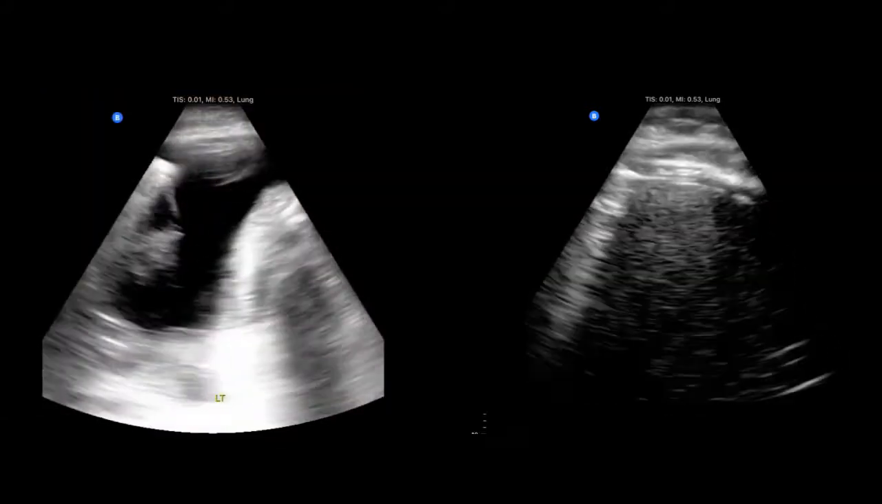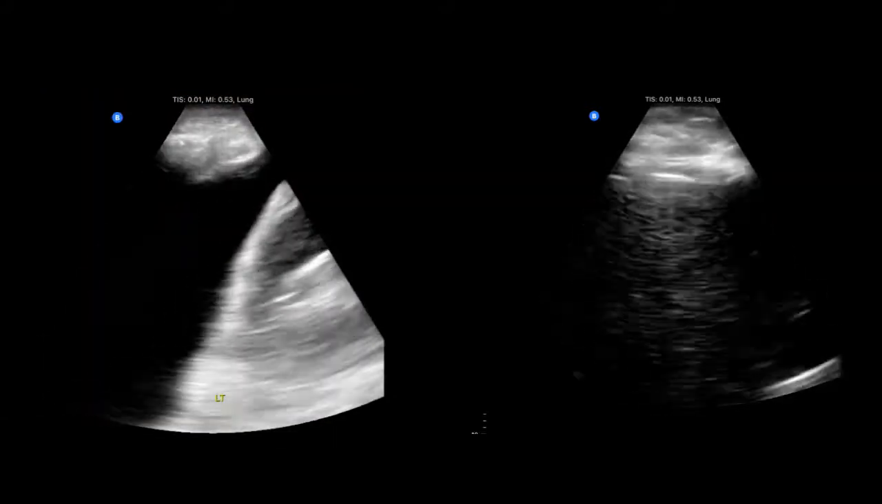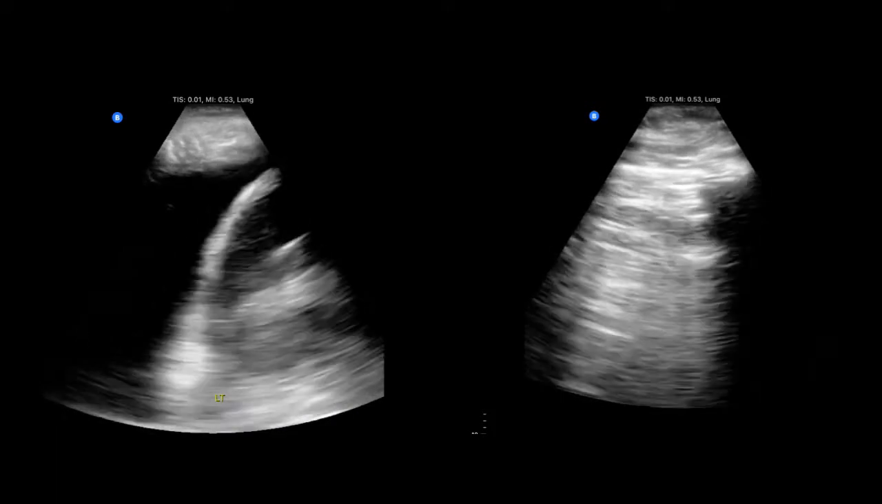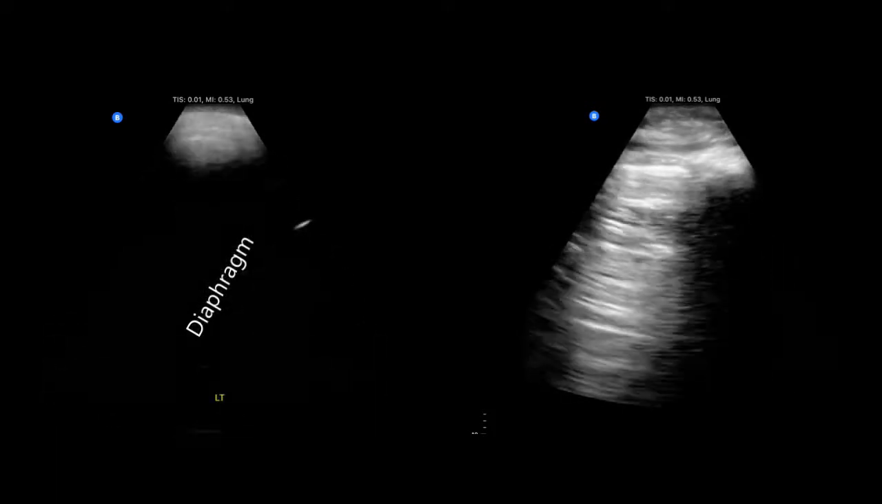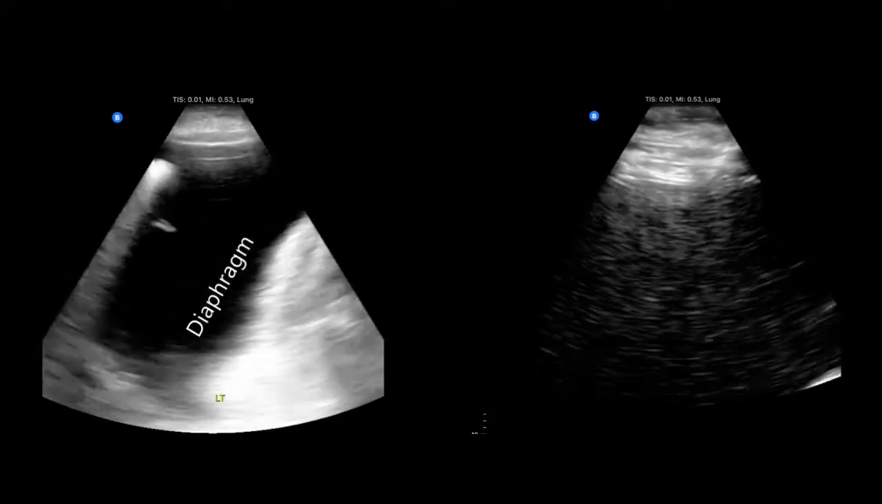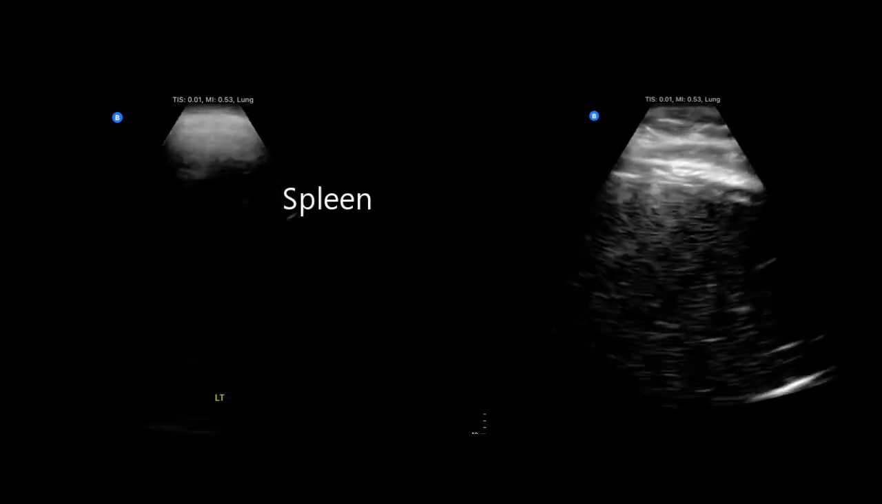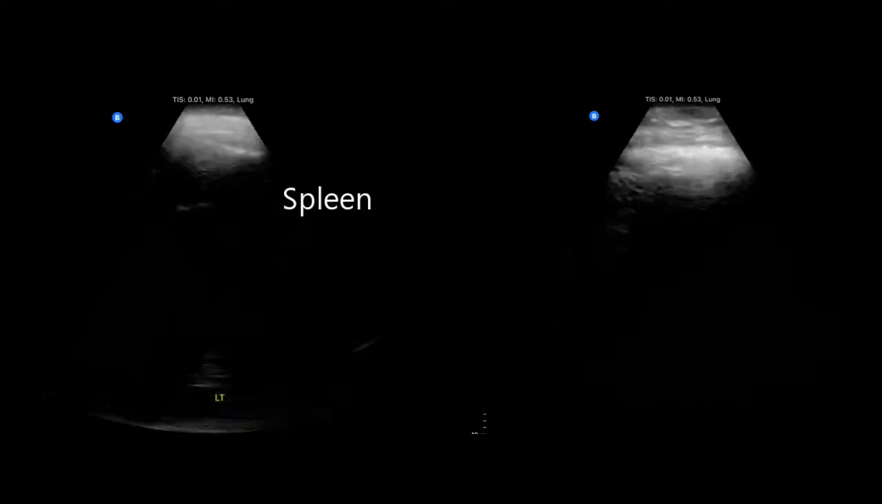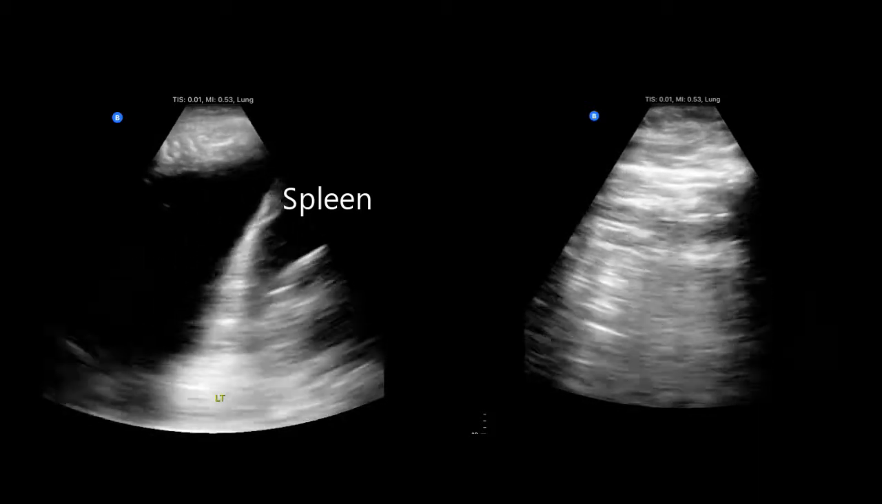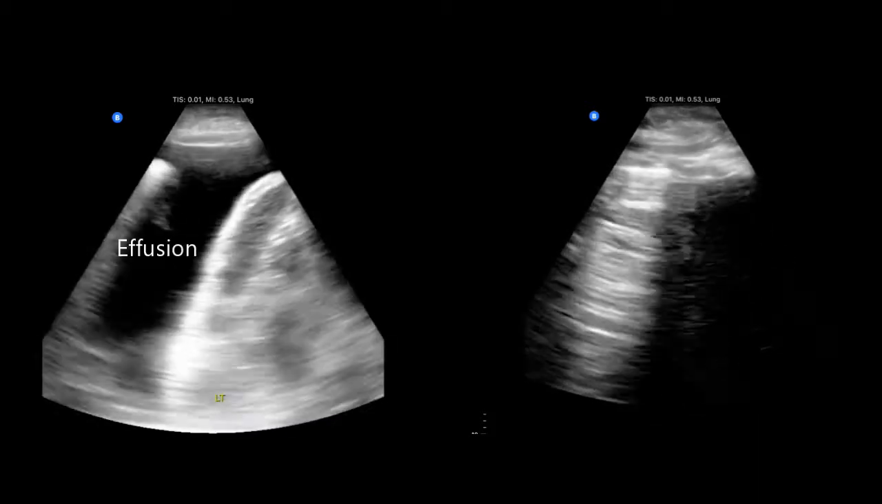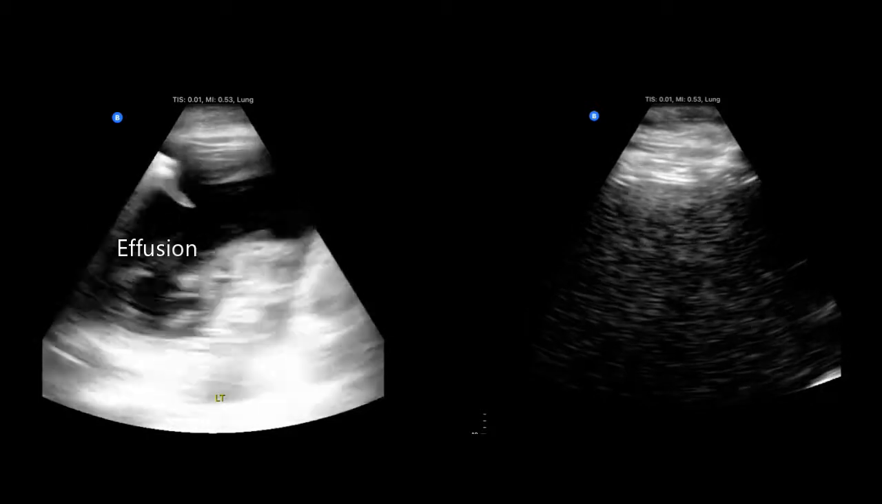Now compare that to someone who's got an effusion, such as the patient here on the left. You can still see the diaphragm, which is the bright white line, and the spleen, which is that dark grey organ, but there's a lot of black fluid accumulating above the diaphragm, and that's a pleural effusion, and you can see a bit of the collapsed lung as well.